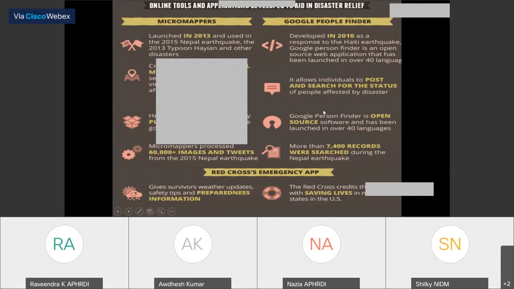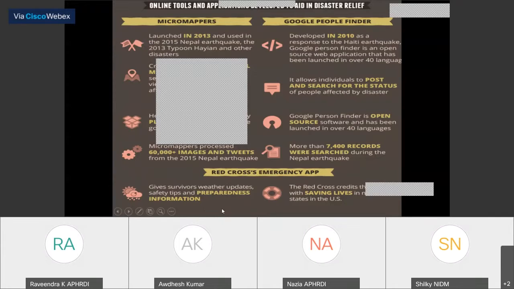And this Google Person Finder was developed in 2010 in response to the Haiti earthquake, and it is very helpful for individuals to post and search for the status of people affected by a disaster, the same thing that I am explaining. More than 7,400 records were searched during the Nepal earthquake with this Google Person Finder. And the Red Cross's emergency application is also there.